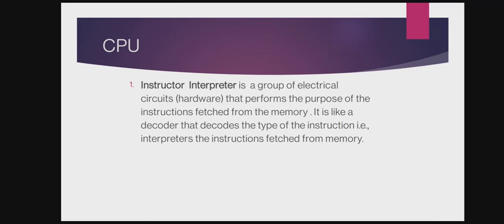General machine structure: the instruction interpreter is a group of electrical circuits, hardware, that performs the operations of the instructions fetched from the memory. It is like a decoder that decodes the types of instruction, that is, interprets the instructions fetched from the memory.